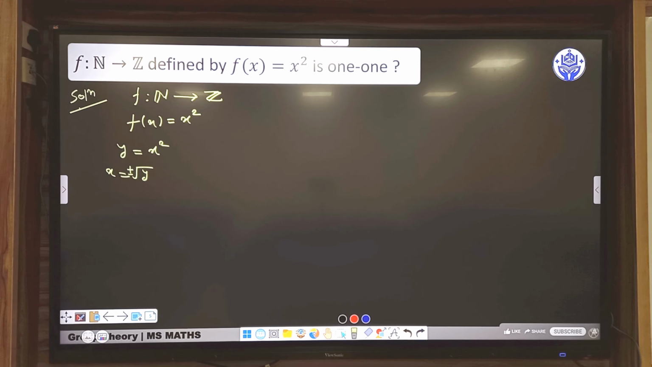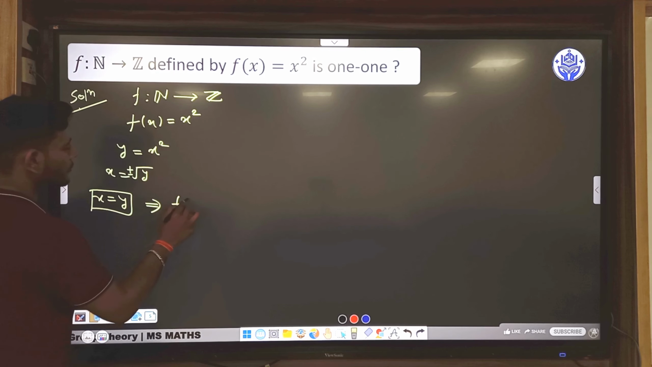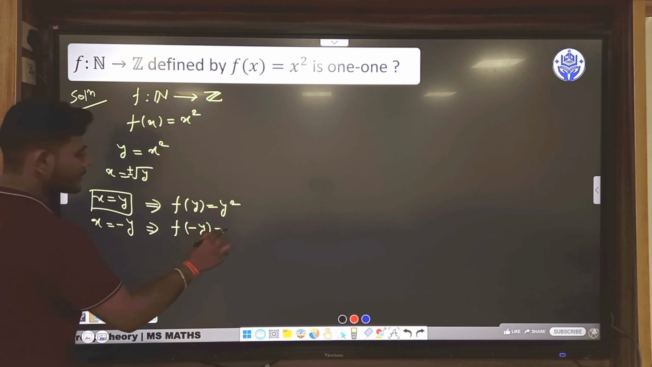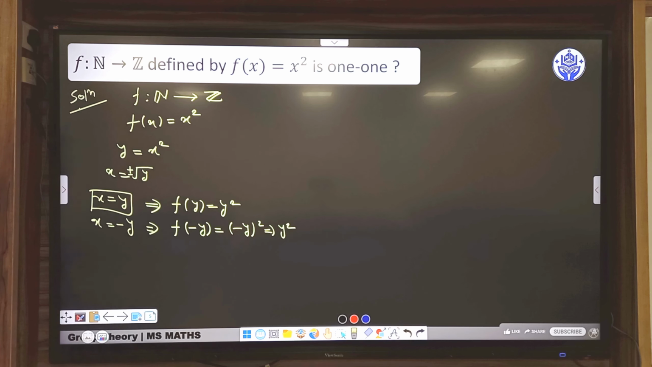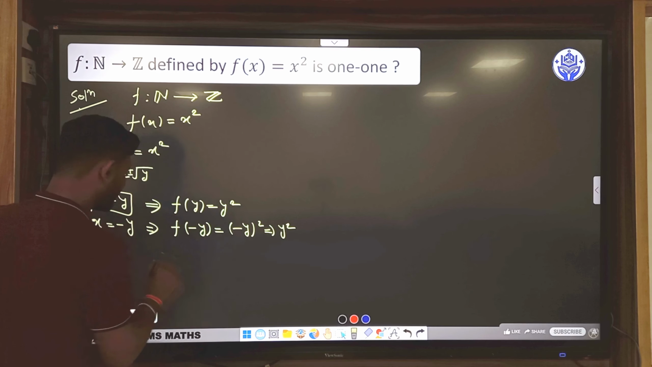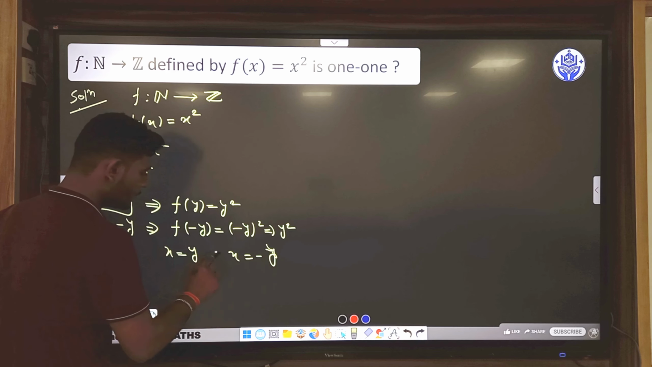Now here I can write, if x equals y, then f of x is equal to x square, so f of y is equal to y square. If x equals minus y, then f of minus y is equal to minus y whole square, which is also y square. From here I can easily say that the outputs are equal, but if I take x equals y and x equals minus y, these two inputs are not equal.